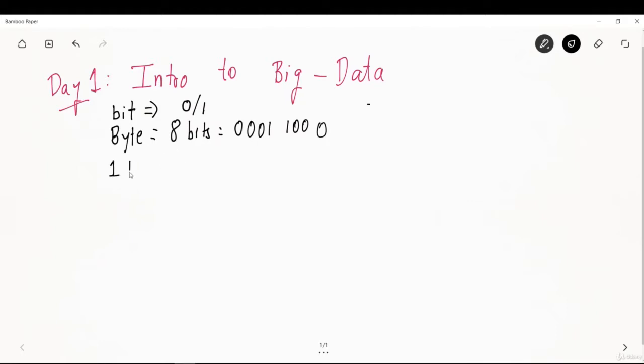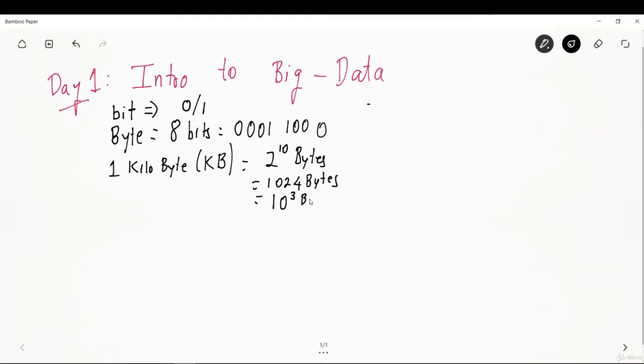Then comes kilobyte, KB. A kilobyte is nothing but 2 raised to 10 bytes, which is equal to 1024 bytes. 2 raised to 10 is 1024. Let's approximate it to 1000, or 10 raised to 3 bytes, for easier calculation. It is just an approximate value. So 1 KB is nothing but 10 raised to 3 bytes, or 1000 bytes.